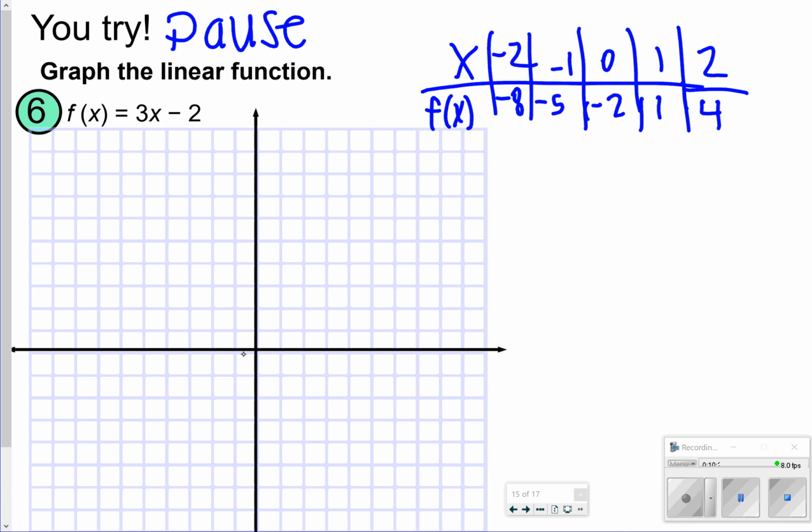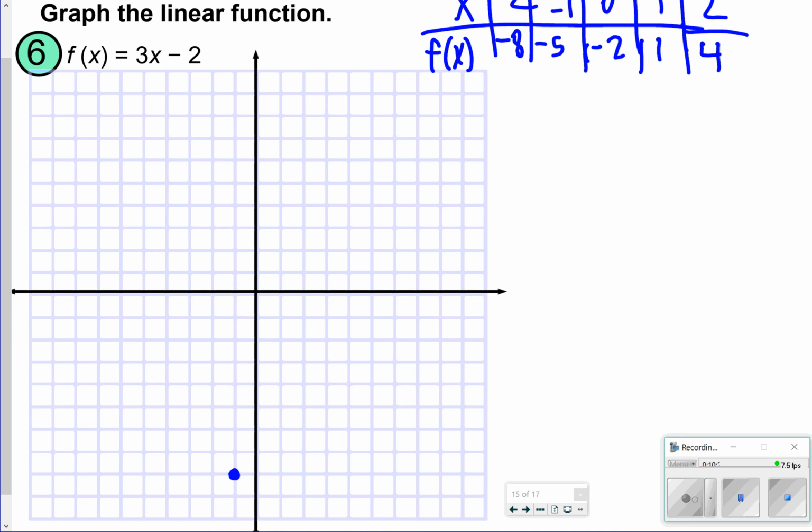So then I just graph these. -2, -8. Okay, the next one, -1, -5. 0, -2. Oops, probably should scoot this guy over. 1, 1. And then 2, 4. So it does have a steeper line for this one. Your y-intercept is all the way down at -2. Okay, so that's all you had to do for number 6.